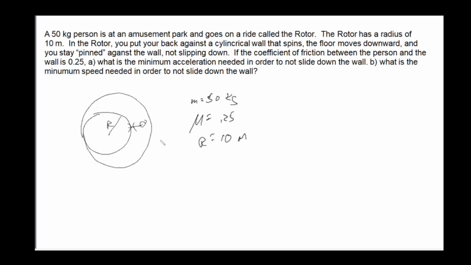In our next problem, a 50-kilogram person is at an amusement park and goes on a ride called the rotor. The rotor has a radius of 10 meters. In the rotor, you put your back against a cylindrical wall that spins. The floor moves downward and you stay pinned against the wall, not slipping down. If the coefficient of friction between the person and the wall is 0.25, what is the minimum acceleration needed in order to not slide down the wall? And what is the minimum speed needed in order not to slide down the wall?